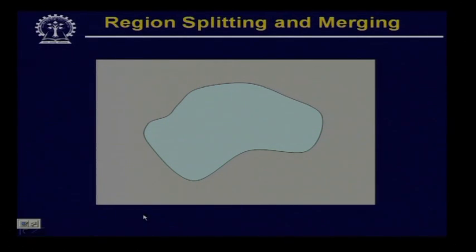Initially, we started with discontinuity based segmentation, where we went through different edge detection operations or line detection operations, followed by linking. And then we discussed similarity based segmentation. Under similarity based segmentation, we discussed various thresholding operations, the region growing operation, and lastly the splitting and merging operations.